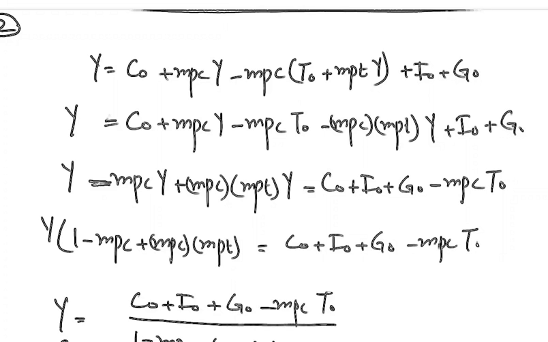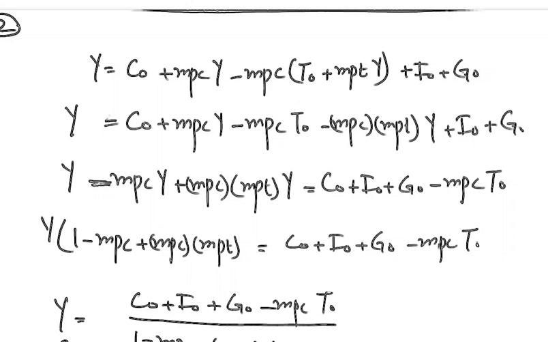Now, as we have to calculate the national income Y, we will take all the variables which include Y to the left side of the equation. That will become Y, and plus MPC Y will become minus MPC Y when we take it to the left side of the equation, and the minus MPC tY will become plus MPC tY is equal to C naught plus I naught plus G naught minus MPC T naught.